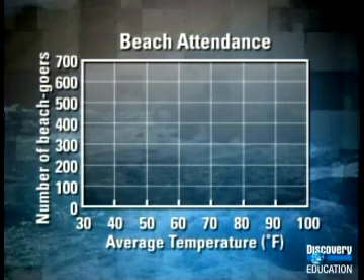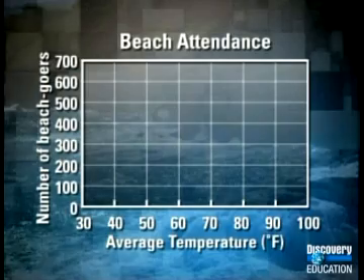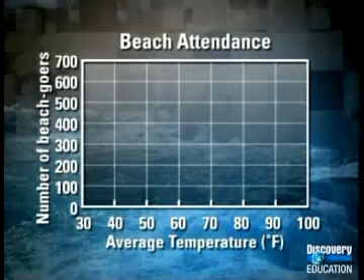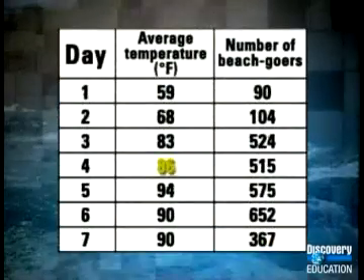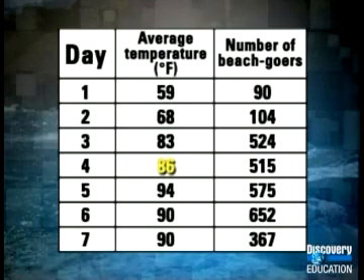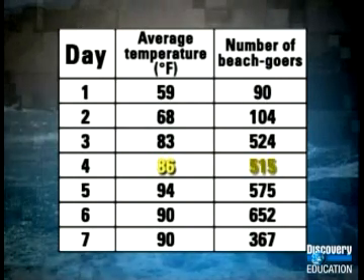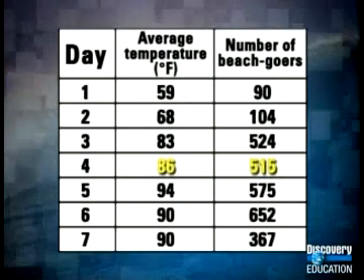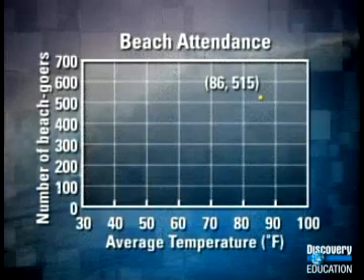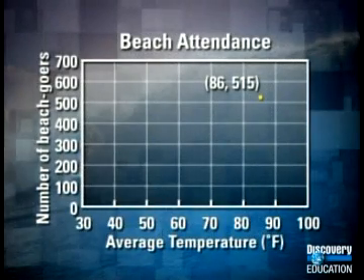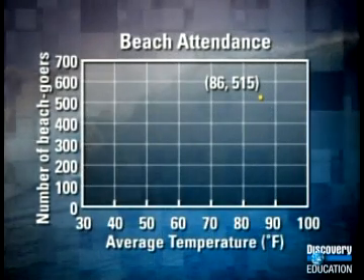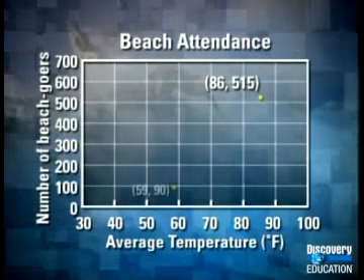Each data point is located at the intersection of the values for the two variables that are paired. If the temperature was 86 degrees for a day on which the number of beachgoers was 515, the point on the graph for this pair of values will be where x equals 86 and y equals 515. These two values are the coordinates for that point on the graph.